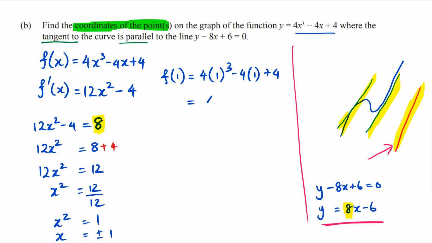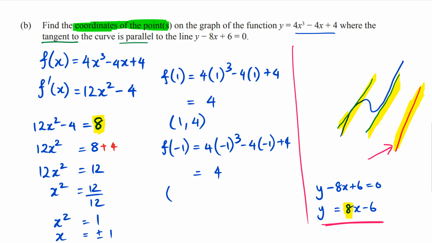And that's going to give me 4. So that's my first point there. My first point is (1, 4). Then I've got my second point, which is f of negative 1. So I'm going to get 4 times negative 1 cubed minus 4 times negative 1 plus 4. And now this is also equal to 4. And my second point is going to be (negative 1, 4).